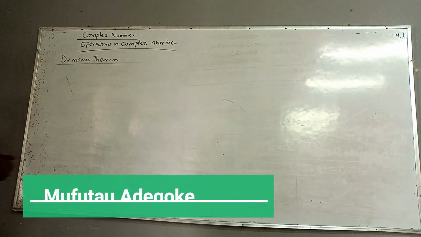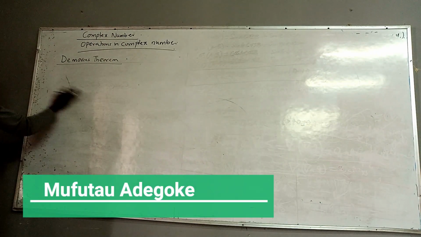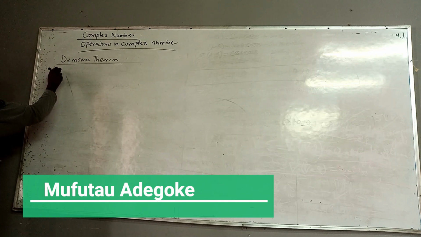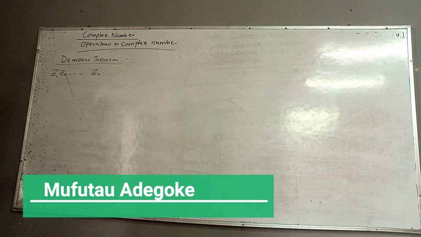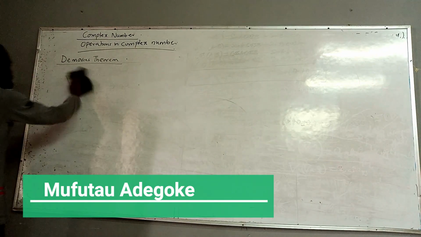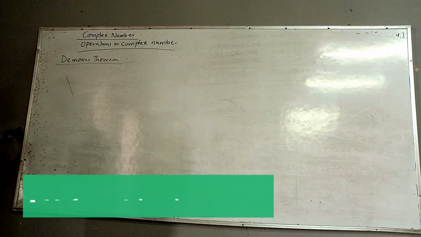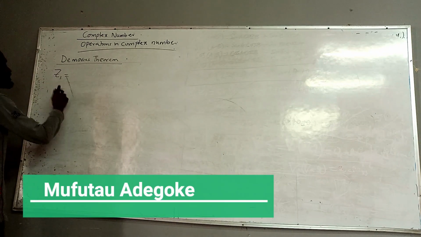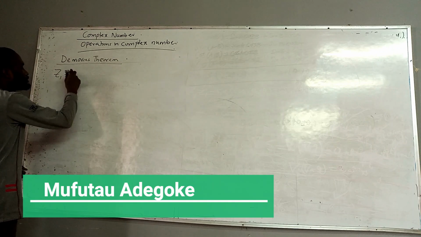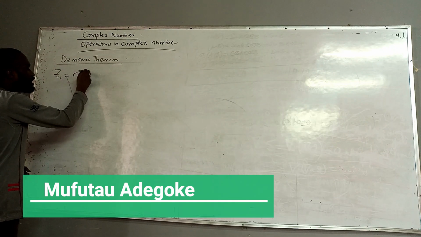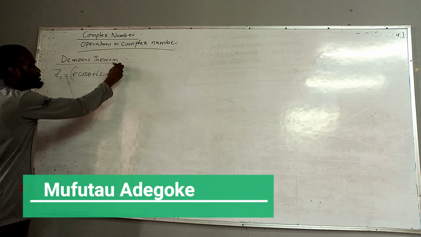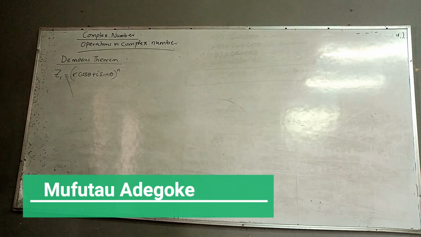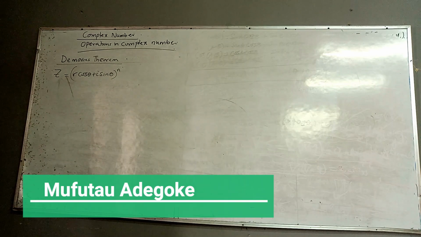What De Moivre's theorem says is that if I have, let's say, z raised to power n, or if I want to put it in a better way, let's say z is equal to r (cos theta plus i sin theta) raised to power of n.